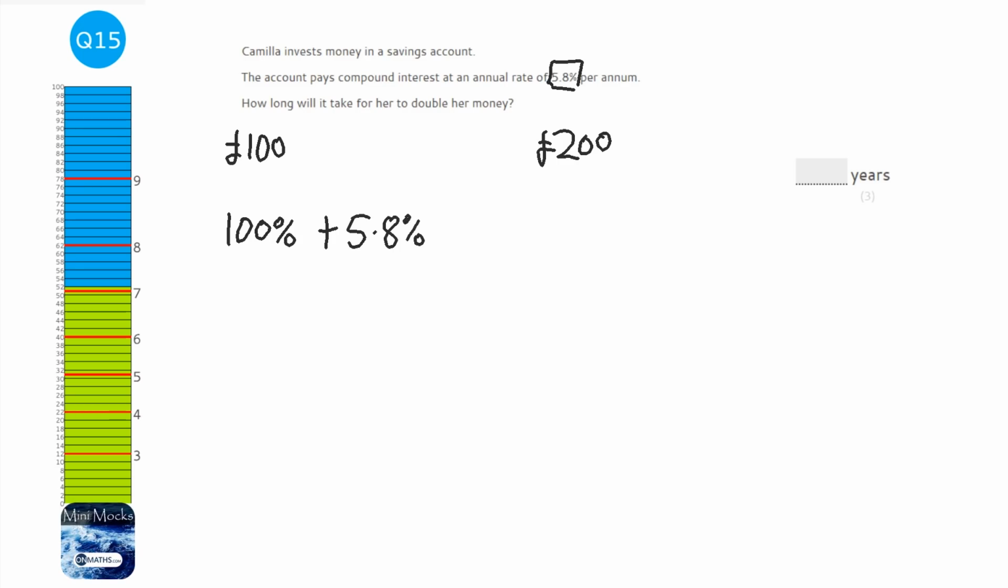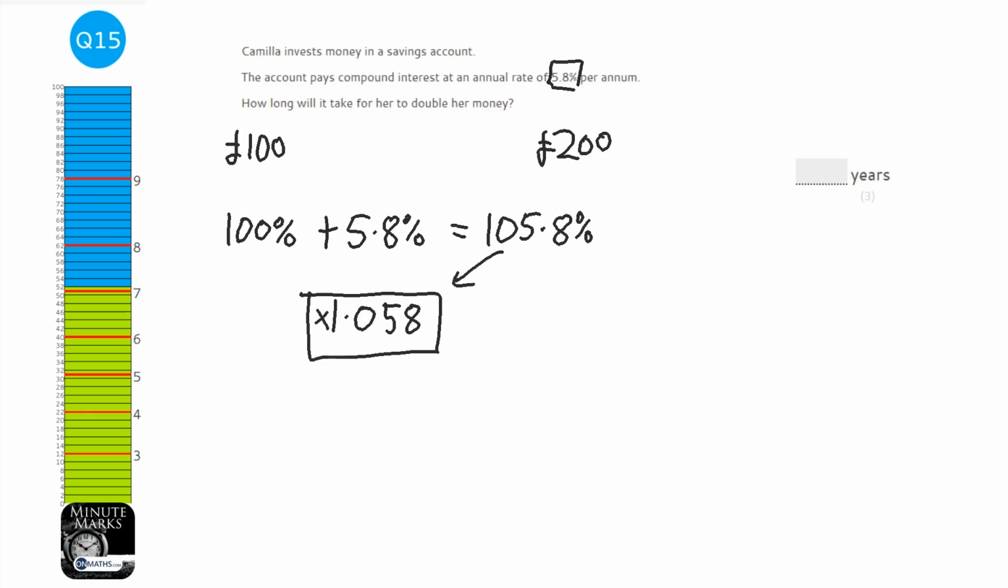So that means that we're going to end up with 105.8%. To make that a multiplier, you just divide it by 100, so it's 1.058. So that is our multiplier. So year one, our multiplier is going to be 1.058, so we've increased it by 5.8%.